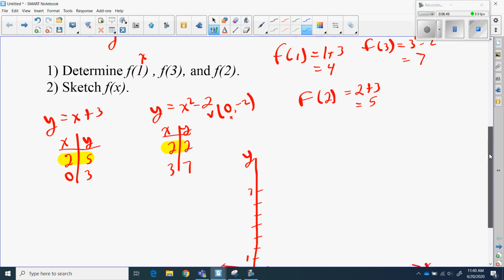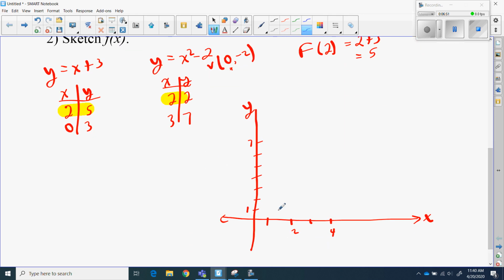So if I go down here, let's start with the line: (2, 5). 1, 2, 3, 4, 5. Remember I said I'm going to shade this one in, fill it in, because it's got an equal sign. (0, 3). And then we're going to make a straight line as best we can right out through those. It goes forever that way. Nothing to stop it in that direction. Then I've got (2, 2). Now watch the difference. This one had no equal sign, so when I draw it, I'm going to make an open circle. (3, 7) would be up here.